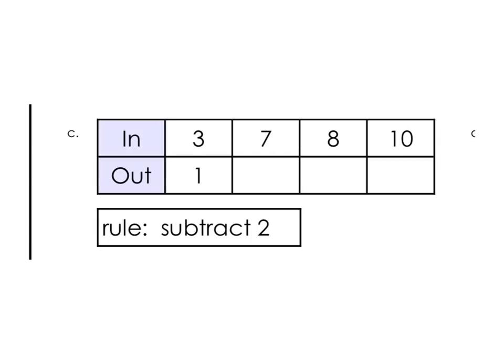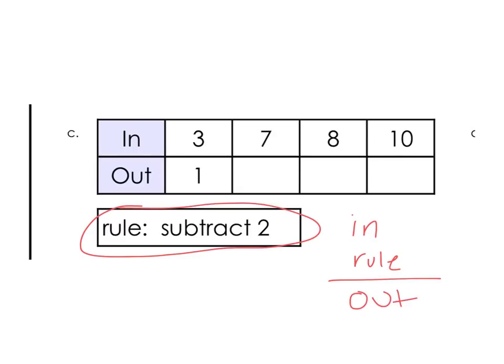So, an example of what an in and out box looks like. It takes our frames and arrows and puts it in a different form. So as you see, we have our rule here. And our rule in this problem is that whatever we put in, our rule is going to take 2 away. So a way I remember this is that the first number is the in, the second number is the rule, and your answer is the out.